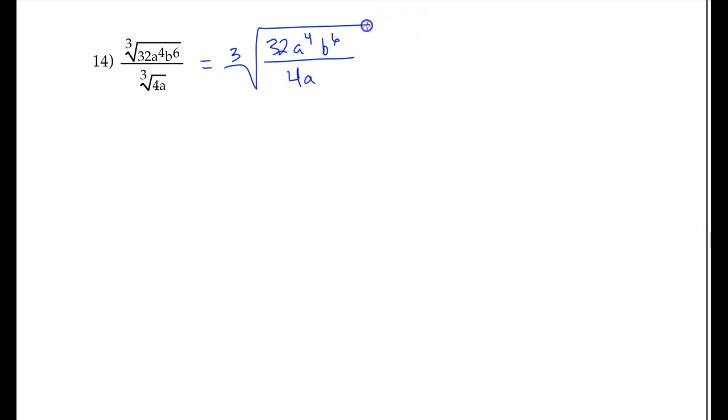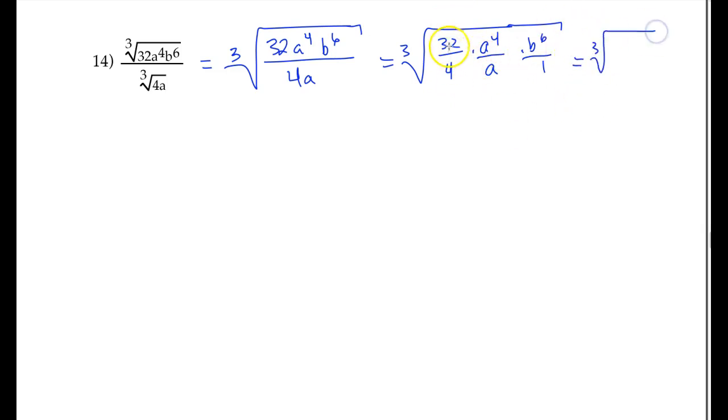And so just like how we did last time in question number 13, what we want to do is simplify as much as we can here on the inside before we actually take the cube root. So you see I'm just rewriting everything in terms of numbers and the associated letters. We know that 32 divided by 4 is 8. A raised to the 4 divided by a is the same as a raised to the 4 divided by a raised to the 1, which would be a to the 3. And then of course b to the 6 divided by 1 is just b to the 6.